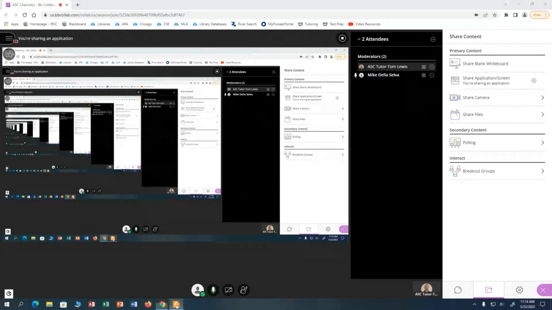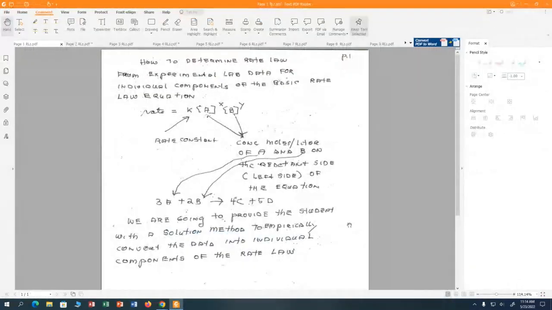Hi, my name is Mike Della, and we're going to talk about how to determine the rate law from experimental lab data for individual components of the basic rate law equation. And when I say the basic rate law equation, and just to backtrack a little bit, this is for Chem 2. The basic rate law equation is derived from here, and it only worries about the reactant side, the left side.